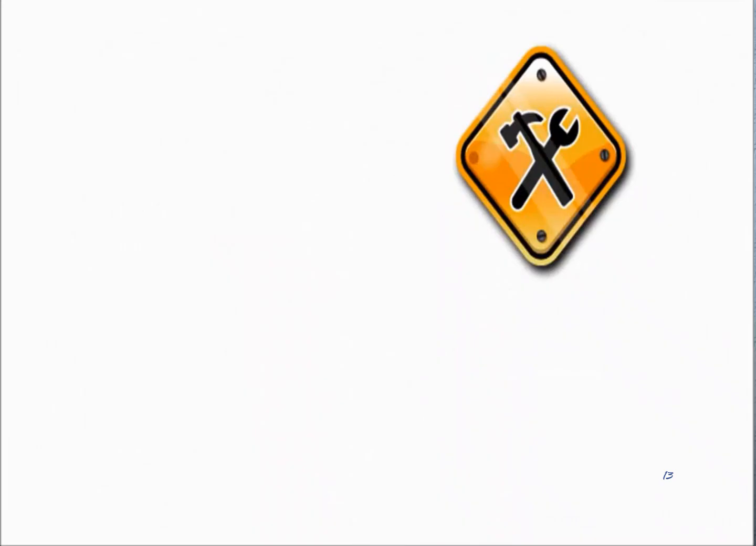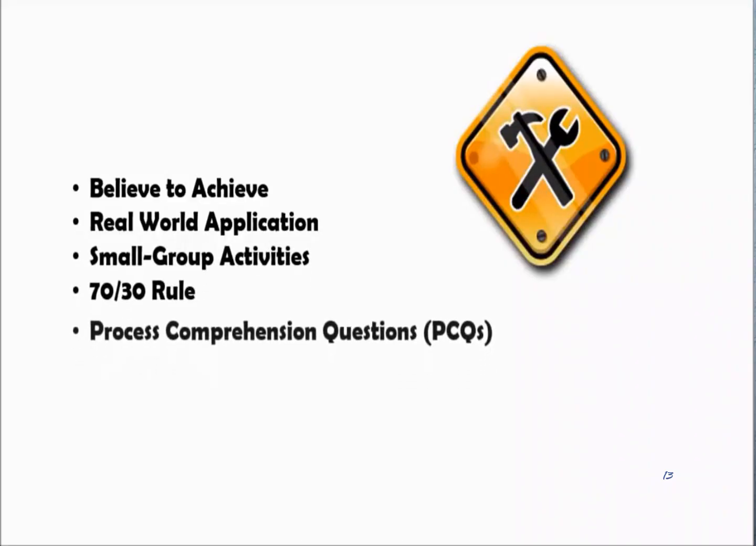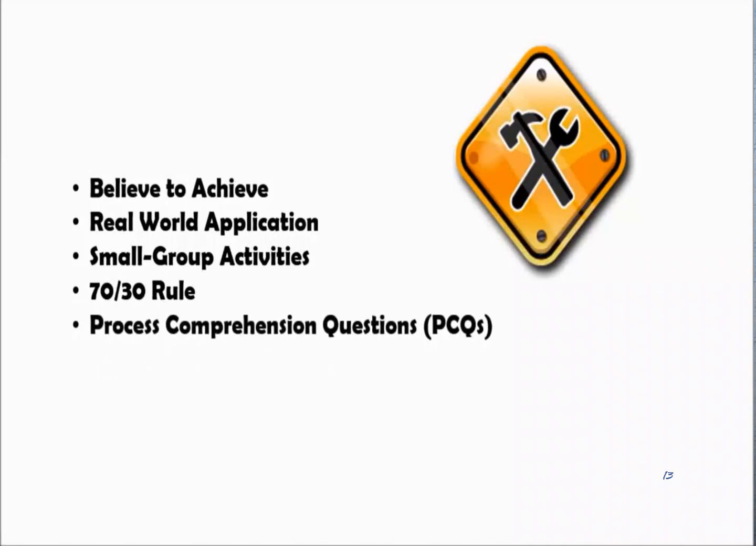This tutorial provides training tools which will enable you to overcome challenges in adult learning theory. These tools include Believe to Achieve, Real-World Application, Small Group Activities, the 70-30 Rule, Process Comprehension Questions, See, Do, Teach, and Emotional Memory. Let's discover these amazing tools one at a time.